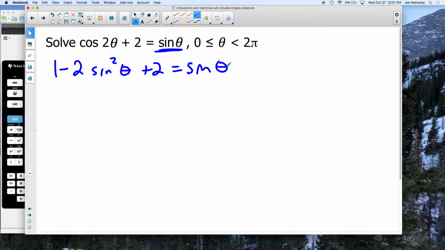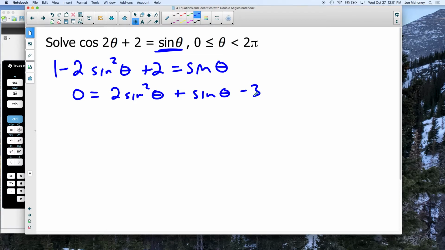So it's a quadratic equation. Let's set it equal to 0 and factor it. Maybe what I'll do is I'll move everything over to the right side of the equation. So first I'll move my -2 sine squared over, so it becomes positive on the other side, plus a sine theta. 1 plus 2 is 3. Let's move it to the right side and get a -3. There we go. So that's the equation we want to solve.